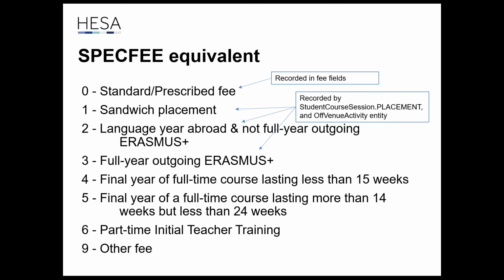Then the next few are around placement activity. All of this, sandwich placements, whether they're Erasmus, whether they're full year or not full year, that detail is all captured now within either the placement flag or the off-venue activity. We don't need codes 4, 5, and 6. They're not required anymore, so we can ignore them. That just leaves us with the SPECFEE 9 equivalent, which is where we've got this new field for the non-regulated fees.